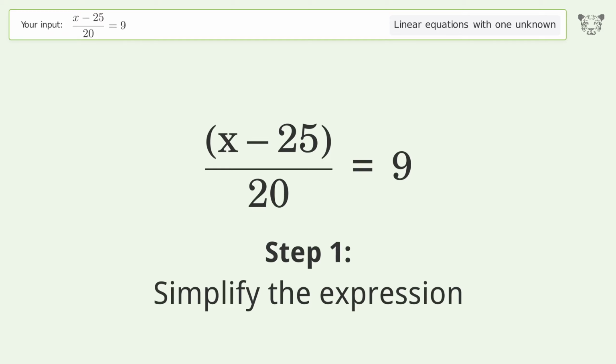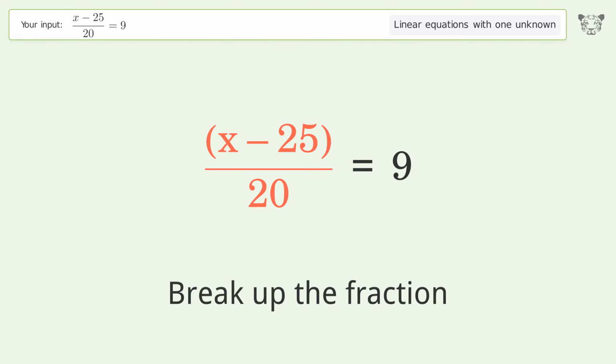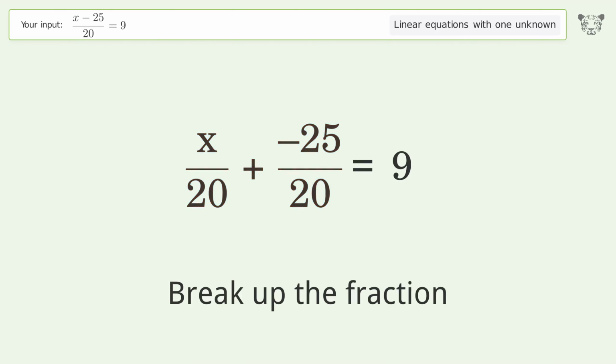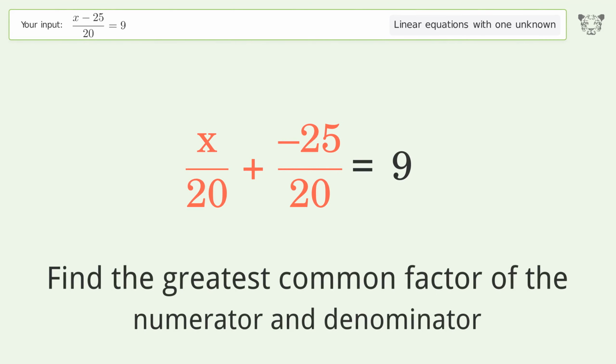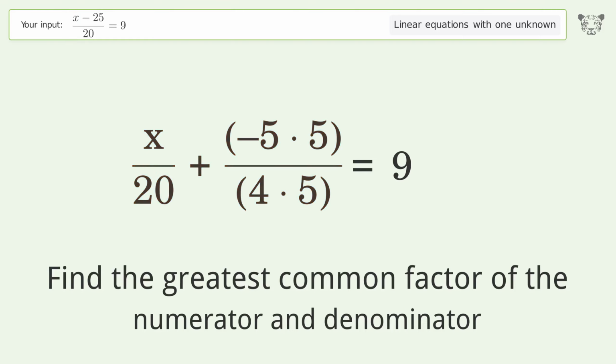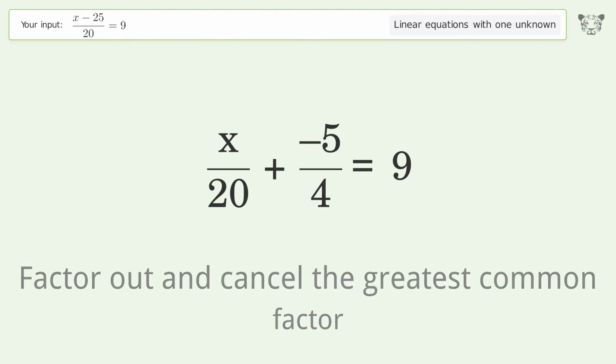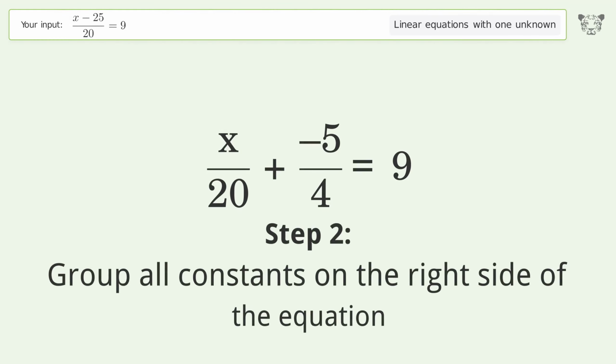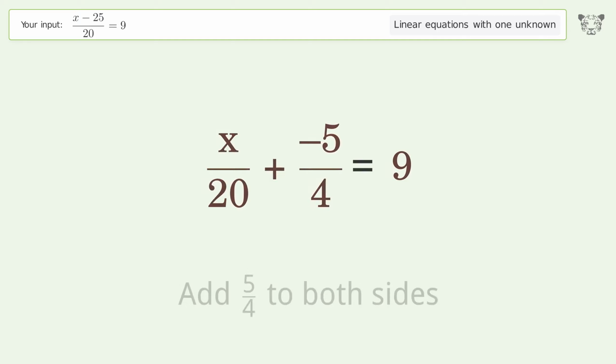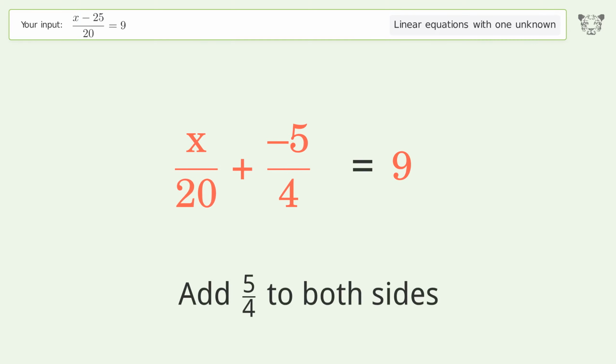Simplify the expression. Break up the fraction. Find the greatest common factor of the numerator and denominator. Factor out and cancel the greatest common factor. Group all constants on the right side of the equation. Add 5/4 to both sides.